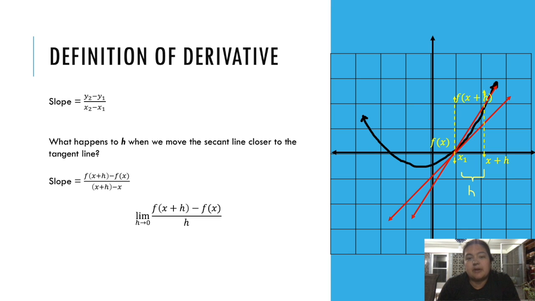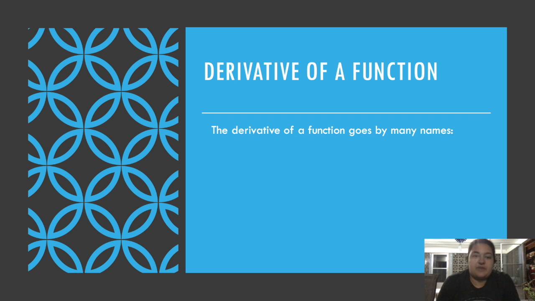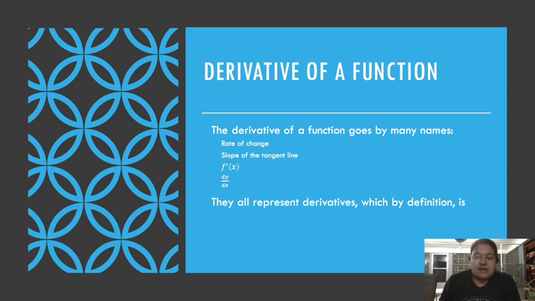That's the super exciting part. That's the magic of calculus. It begins here. Okay, derivative of a function. The derivative of a function goes by many, many names, and we'll probably see more as we continue. Rate of change, slope of the tangent line, f prime of x, that's what that little apostrophe thing is, dy over dx. They all represent derivatives, which by definition is, once again, the limit of f of x plus h minus f of x over h as h approaches 0.